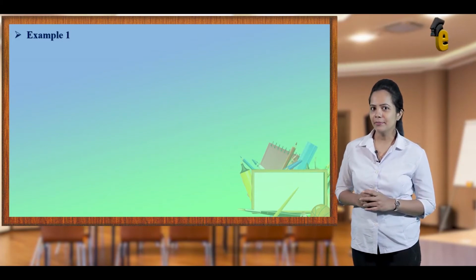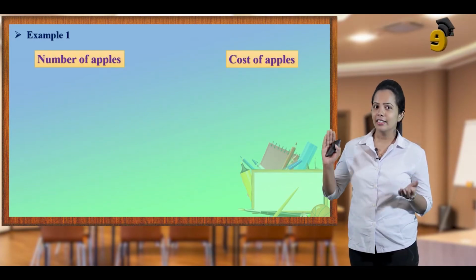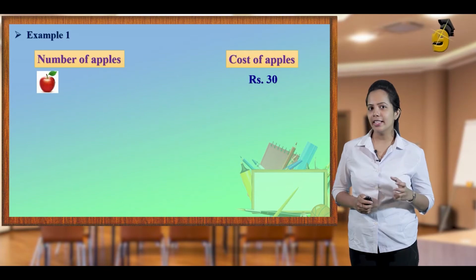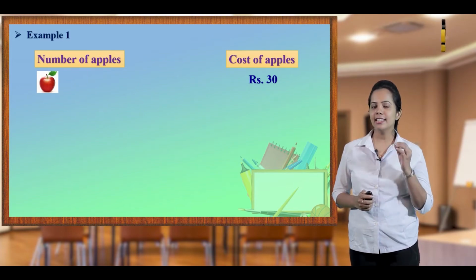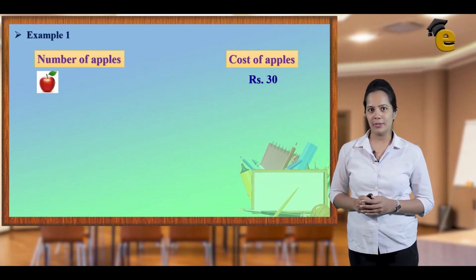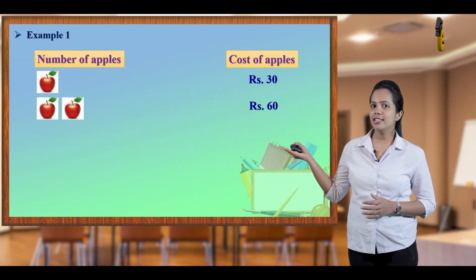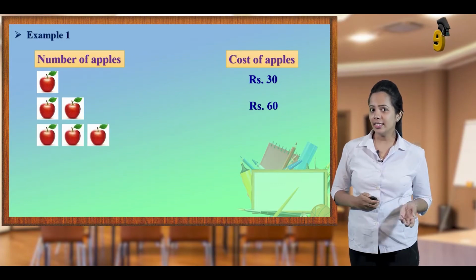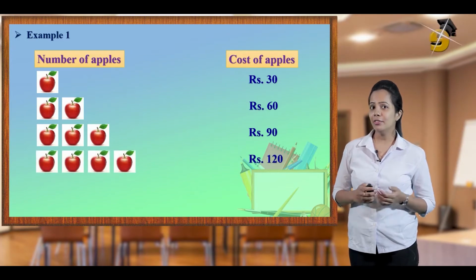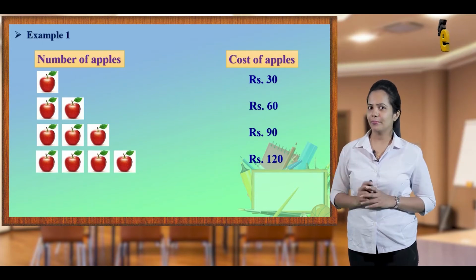In this example, I consider apples. So, I have two quantities, the number of apples and the cost of apples. I take the price of an apple as 30 rupees. Then when I have one apple, the cost will be 30 rupees. When I take two apples, the cost is 60 rupees. If I take 3, the cost will increase to 90 rupees. Finally, I take 4 apples. Now the cost of apples is 120 rupees.